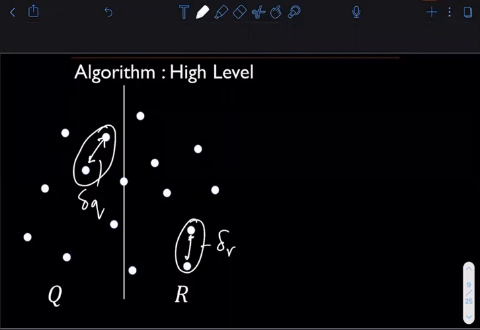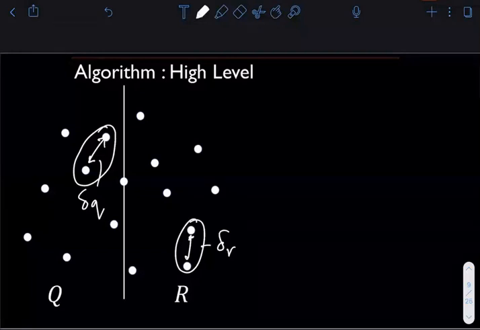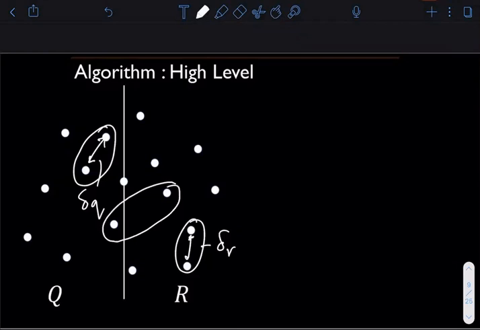Remember, delta q is the closest pair of points in the left half, delta r is the closest pair of points in the right half, but now there might be a pair of points such that one point is in the left half q and the other point is in the right half r, but they are actually closer than both delta q and delta r. So essentially what I need to do is find the closest split pair in some sense.